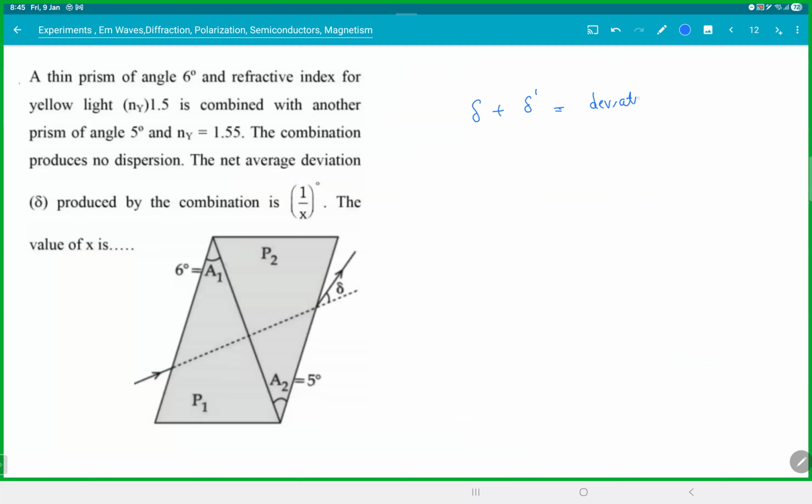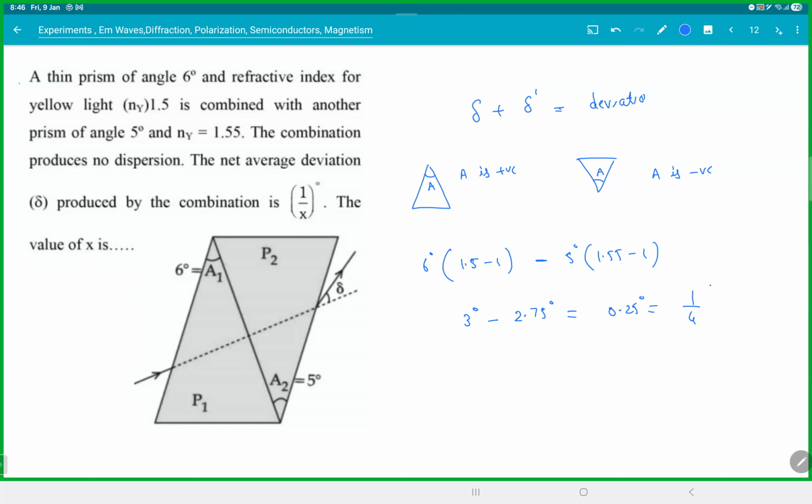And be careful, if your prism is upward, A is positive. If your prism is inverted, then A is negative. So for the first one, the prism angle is 6 degrees into mu minus 1, that is 1.5 minus 1, plus minus 5 degrees, 1.55 minus 1. That is 3 degrees minus 2.75 degrees, which is 0.25 degrees or 1 by 4 degrees. X is equal to 4.